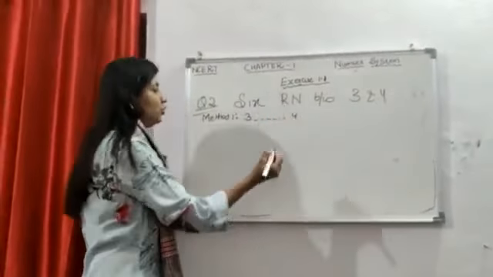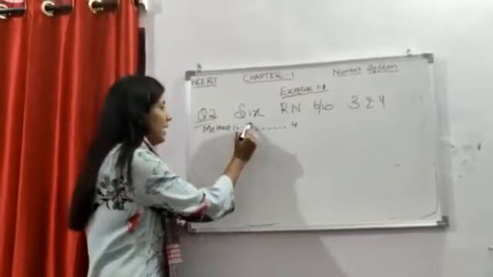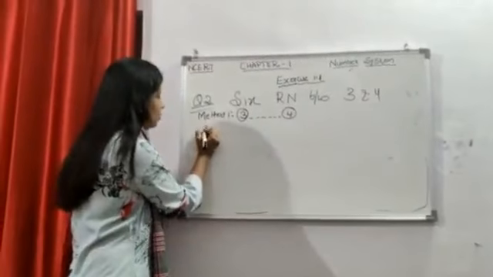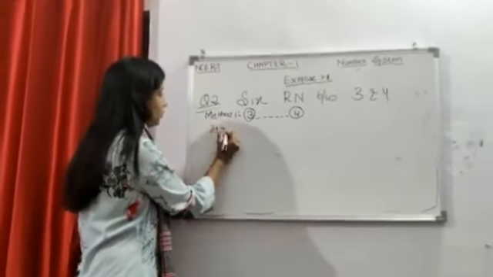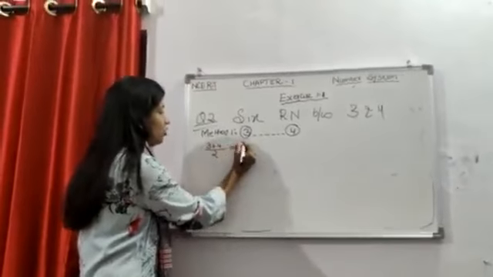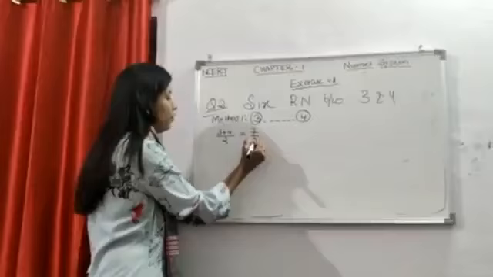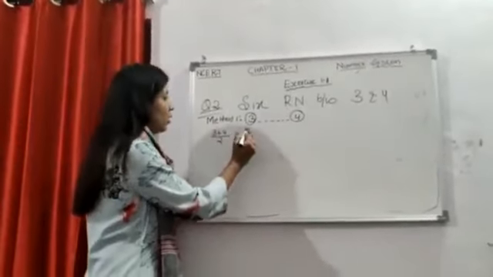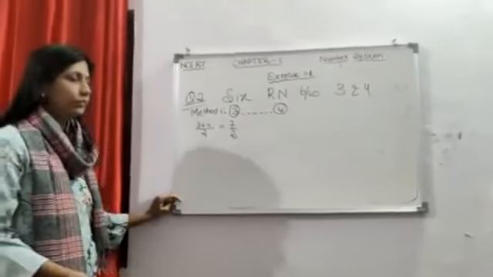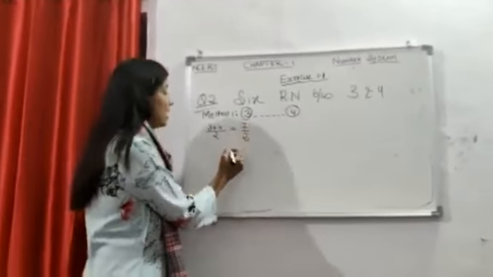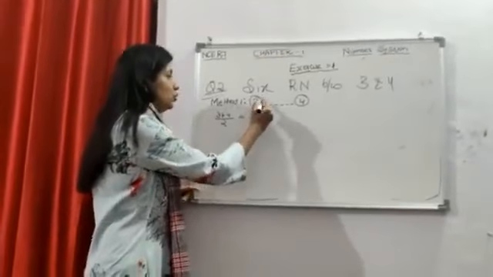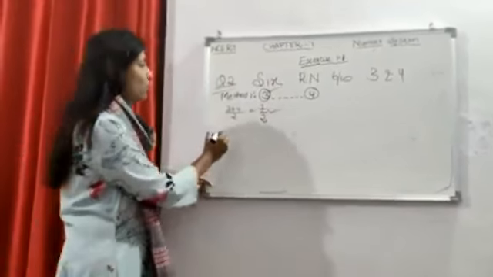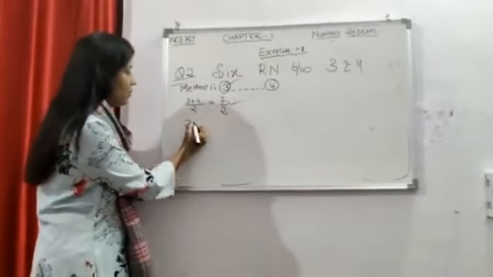So what we will do is find the mean of 3 and 4. What is 3 plus 4 upon 2? It is 7 upon 2. This is the mean of 3 and 4. So the third number which I got is 7 upon 2. Now for finding the next number, I will find the mean of 3 and 7 upon 2.